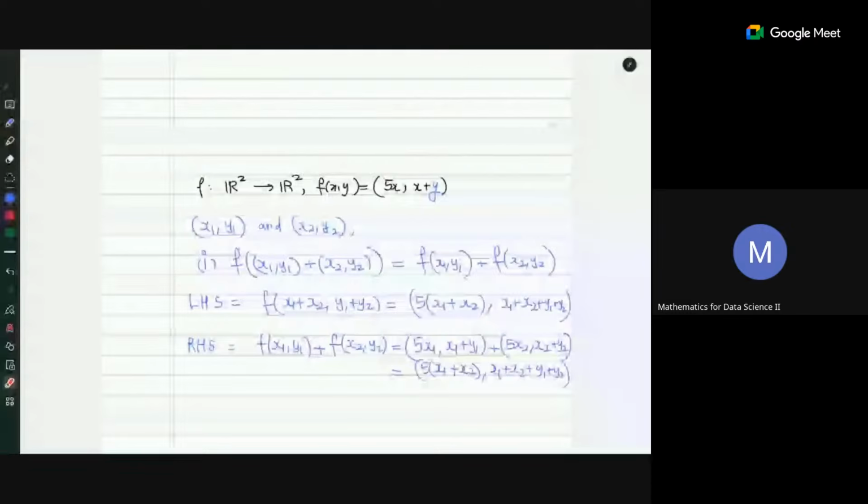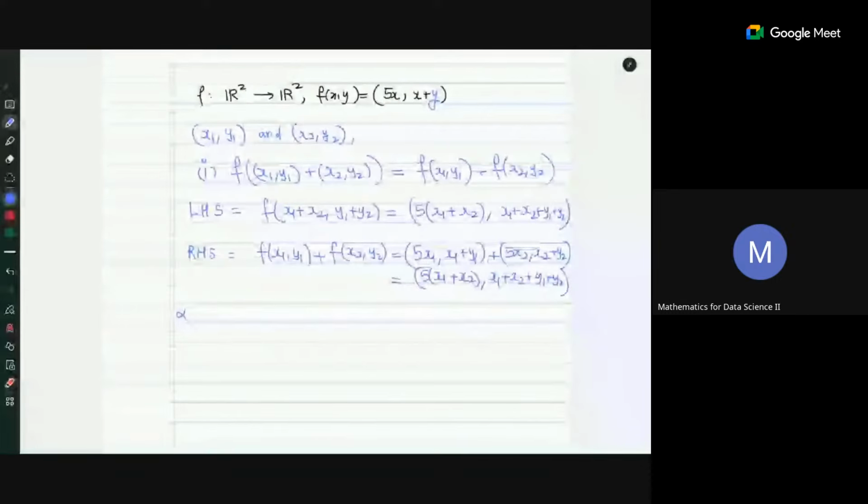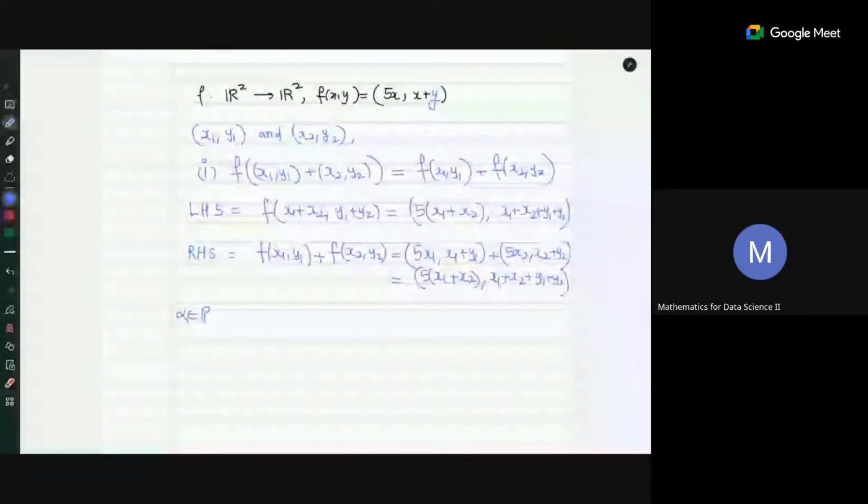Right. Now let's do the same thing for the second property. For the second property, let's take alpha to be a real number. And then let's verify the second property. What does the second property say? C times f of x comma y. This is what we need to show.